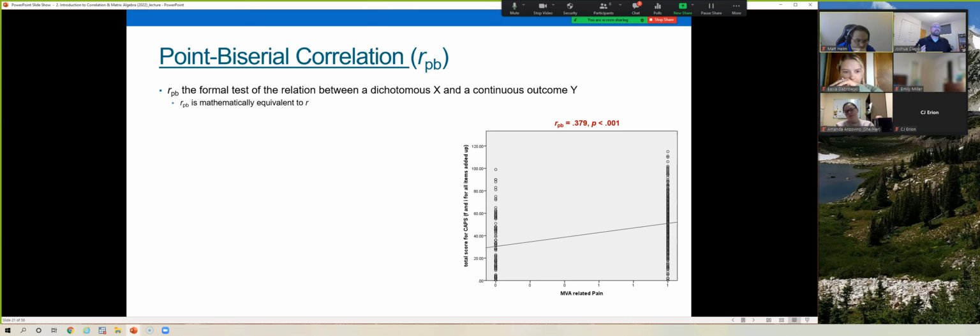Now the nice thing is my point-biserial correlation is mathematically equivalent to my Pearson correlation. They're interchangeable. They're the exact same thing. They're going to give you the exact same value.